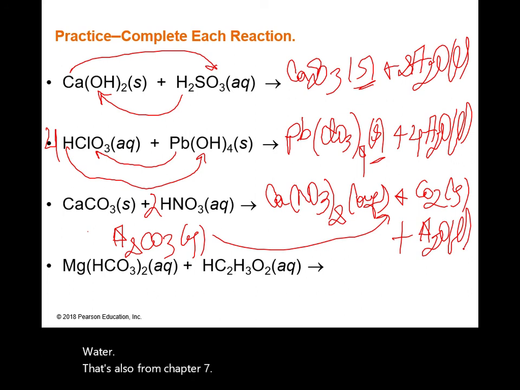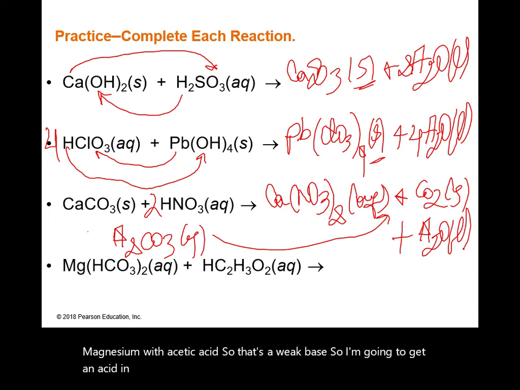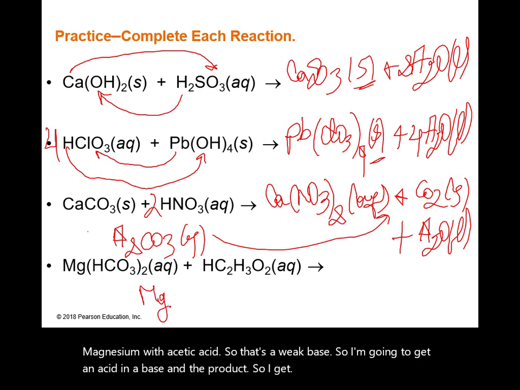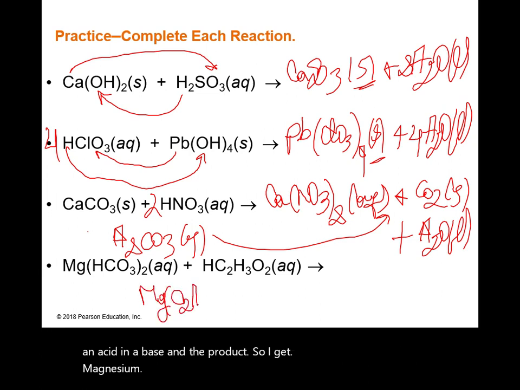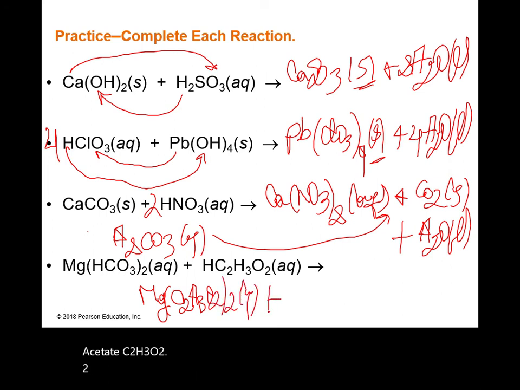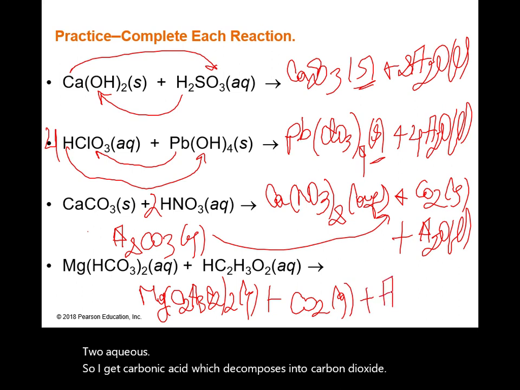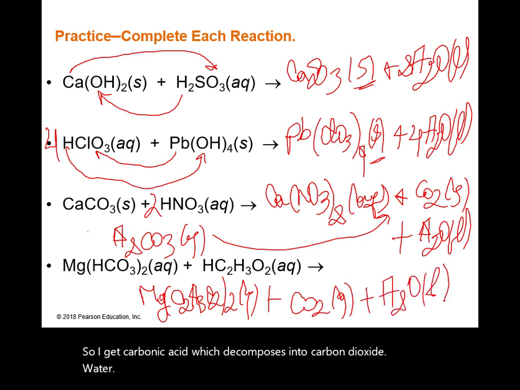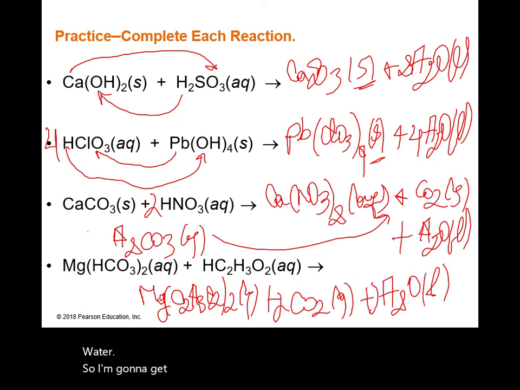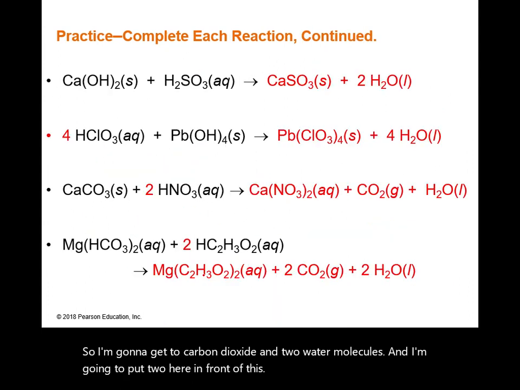Magnesium carbonate with acetic acid. Acetic acid, so that's a weak base, so I'm going to get an acid and a base in the product. So I get magnesium acetate, Mg(C2H3O2)2 aqueous, plus carbonic acid, which decomposes into carbon dioxide and water. So I'm going to get carbon dioxide and 2 water molecules, and I'm going to put 2 here in front of this. This is cleaner. There you go.